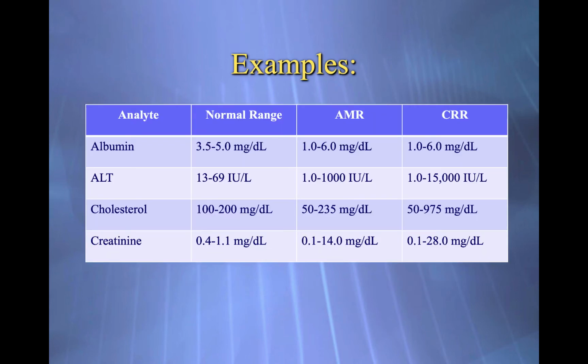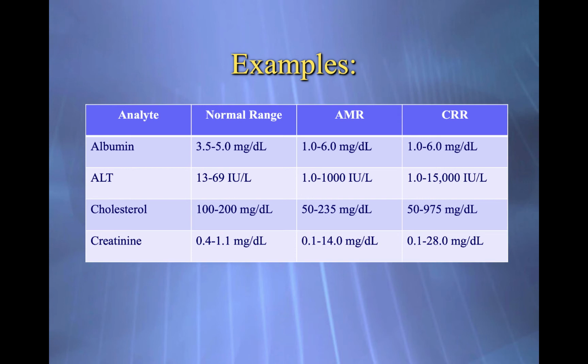Okay, so here's some examples. So here's albumin. Normal range 3.5 to 5. The AMR for this test is 1 to 6. And my clinically reportable result is 1 to 6. You typically don't do any dilutions on albumin. You never see hyperalbuminemia. That just doesn't occur, unless you were super dehydrated. And so the CRR and the AMR are the same here.